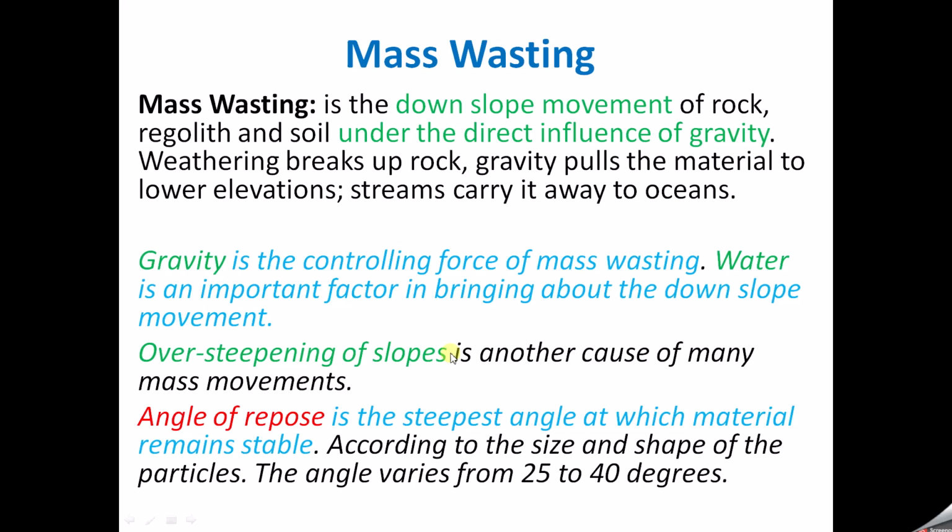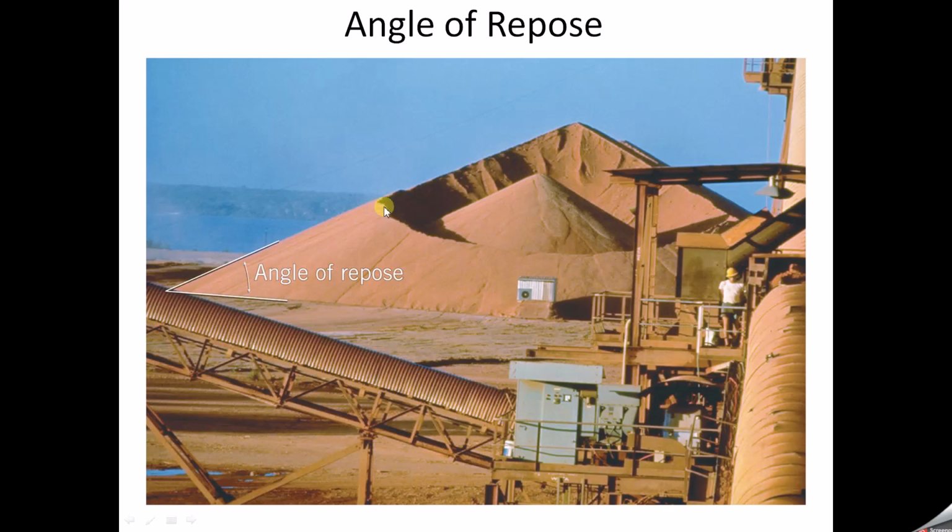Oversteepening of slopes is another cause of many mass wasting events. Now, the angle of repose is the steepest angle at which material remains stable. According to the size and shape of the particles, the angle varies from 25 to 40 degrees. So, for example, if we look at this shape, we find there is an angle of repose.